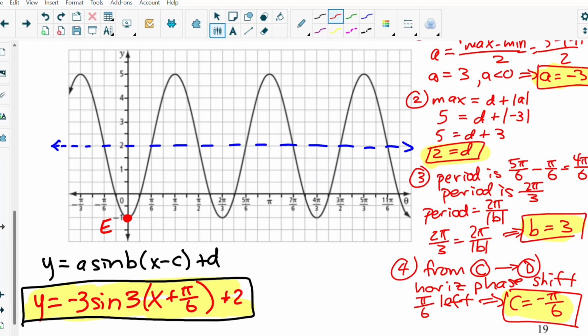If I had drawn the cosine function, it would have looked like this, folks. It would have started up here, and then it would have done this. Let me just draw a couple key points. Let me do this better. Okay. Point E.